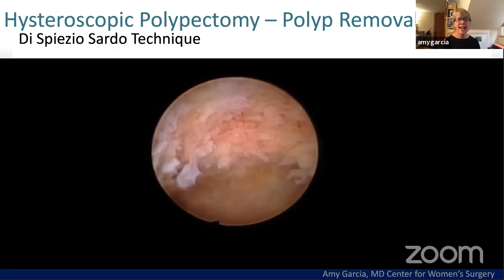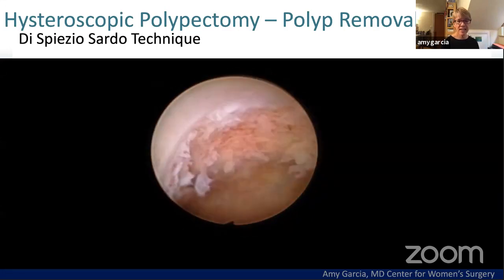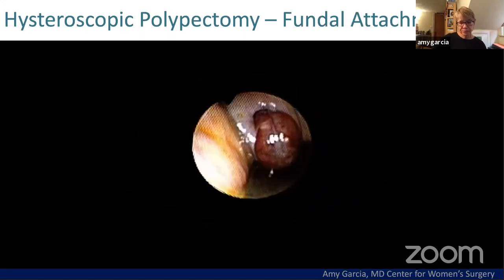If you notice that I had to go back and get the tissue, that is okay if you can't get the full base at first shot. Sometimes the pathology itself is so restrictive to your visual field, you just have to get out what you can in order to see what you ultimately need to do to complete the procedure. So I went back, got the remaining, and then there's the end.